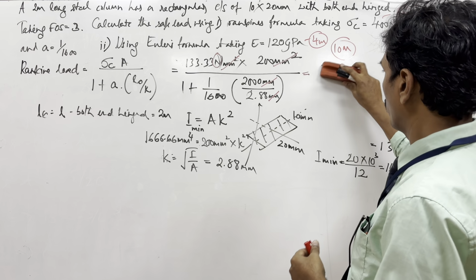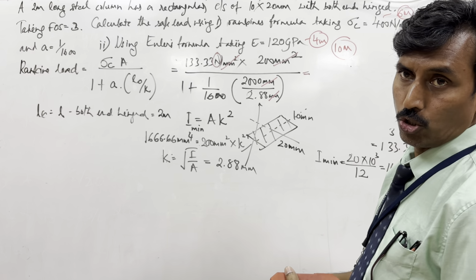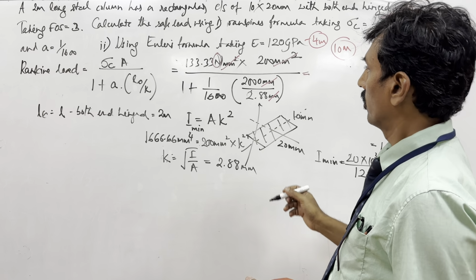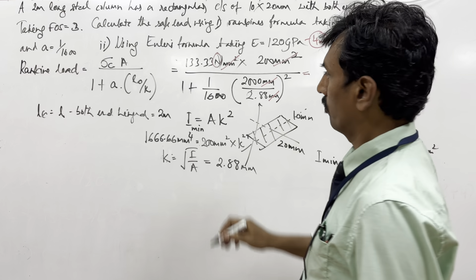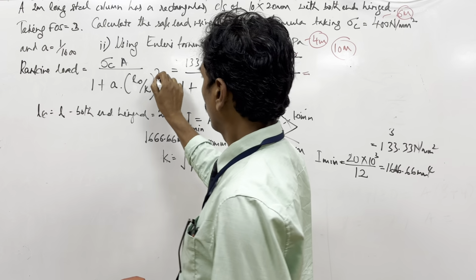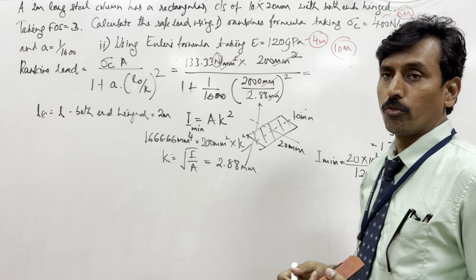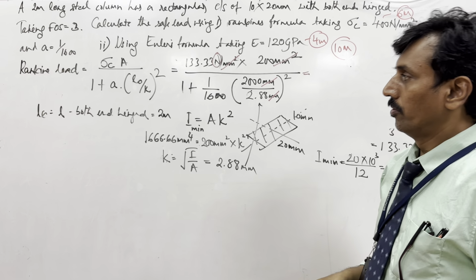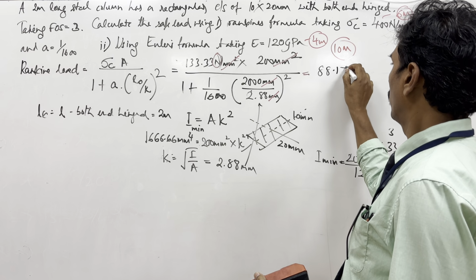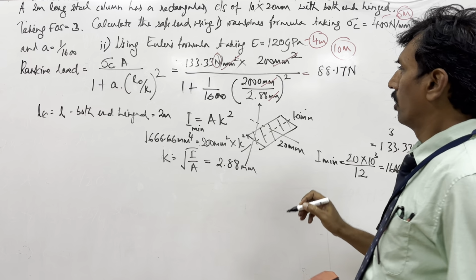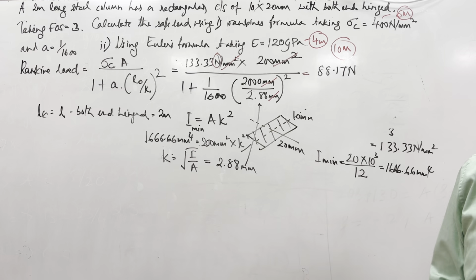So right now you got this as 88. Guys, are you sure? Yes, sir. Area will be 200 mm square. So this is square, huh? Yes, sir. Okay, sorry. The square was missing. Then the unit will say 88.17 newtons. I think this is a very, very small load.